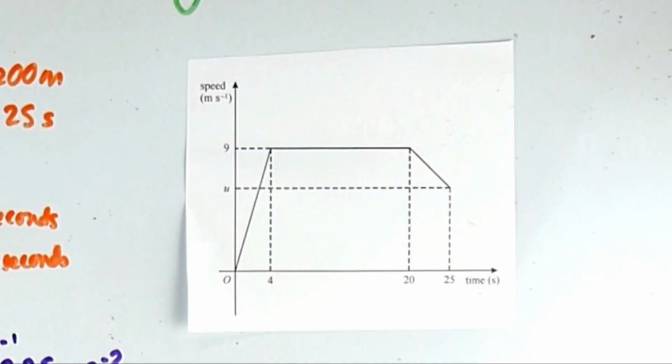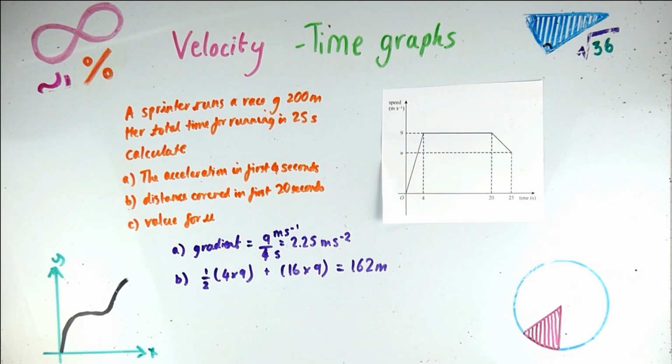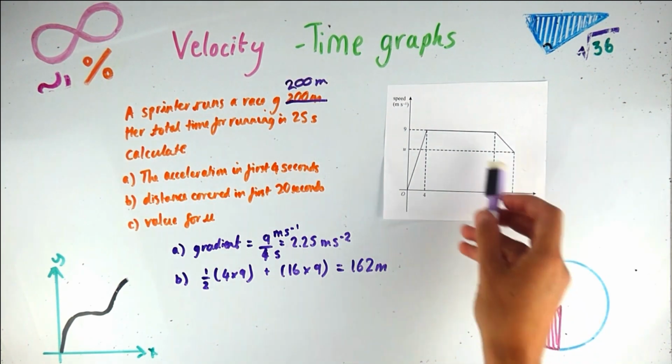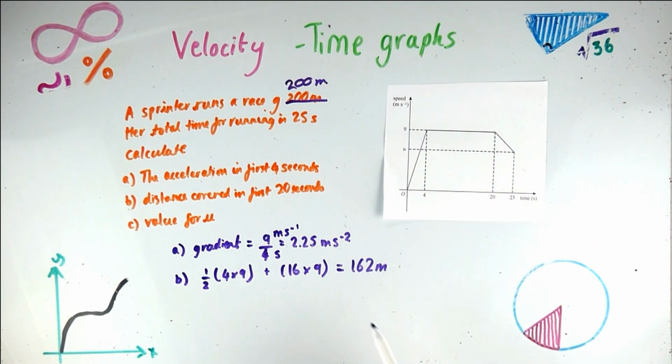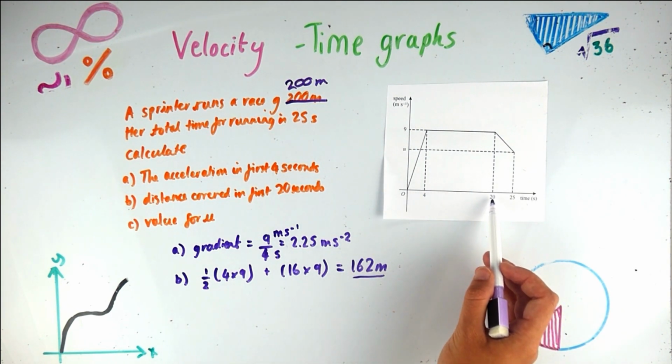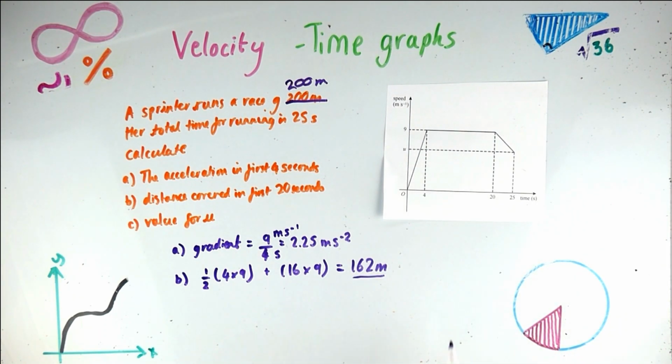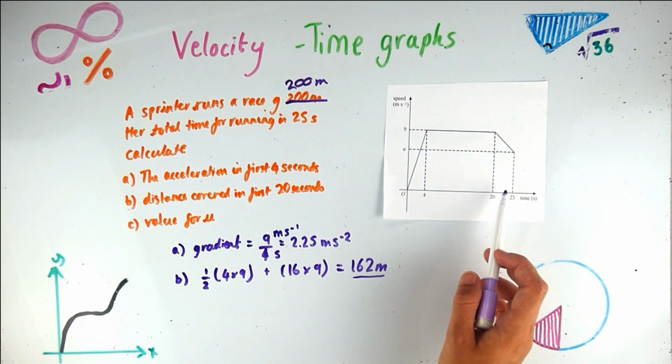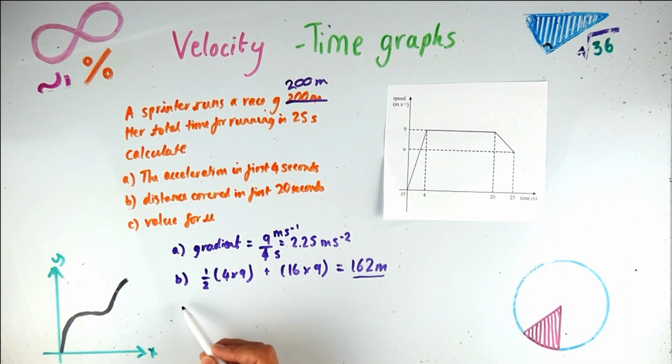Now the hardest part of this question is C, finding a value for u. We have to go right back to the start and remember that the total distance of the race is 200 metres. We know the total area under here is 200 metres, and we've just worked out the area under the graph up to 20 seconds. So to find out u, we're going to find the area of this final trapezium. So if you just follow this step by step now.